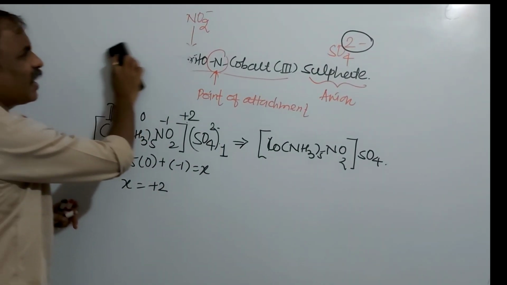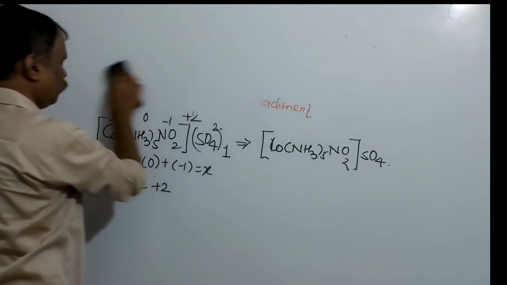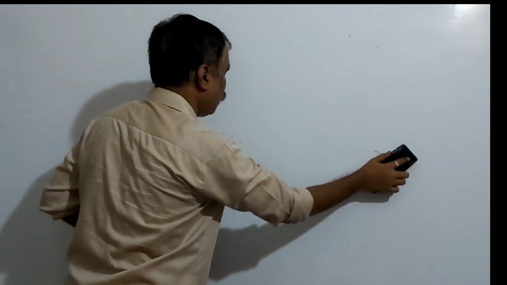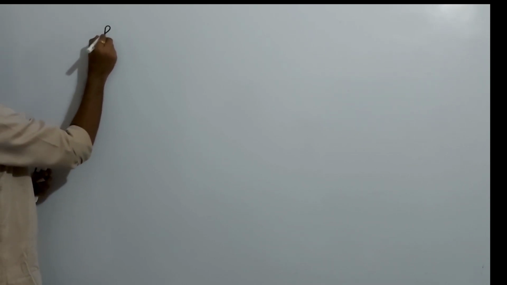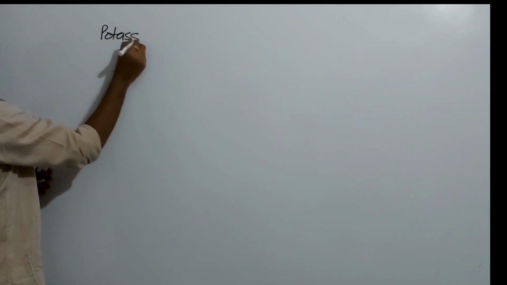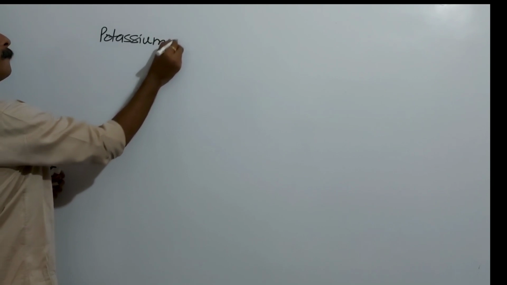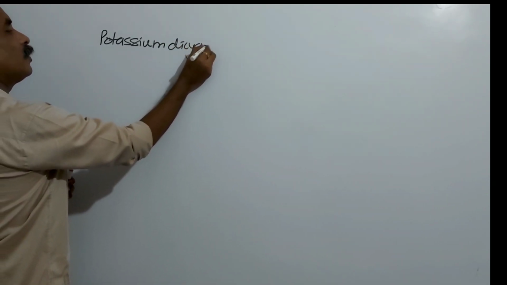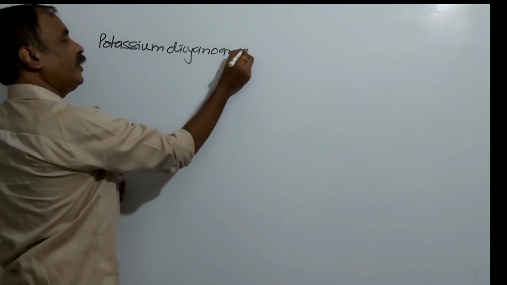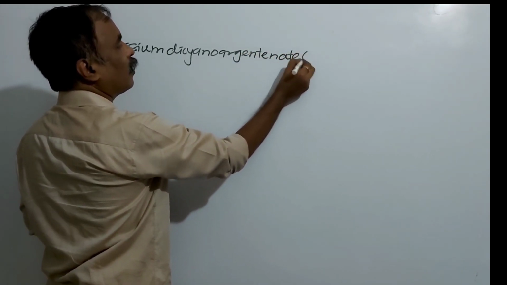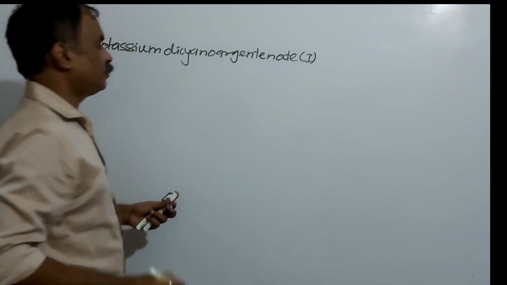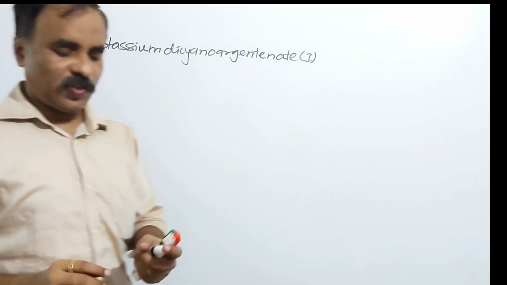Potassium dicyanoargentinate 1 is the IUPAC name. Potassium dicyanoargentinate 1. Identify the position of the complex.